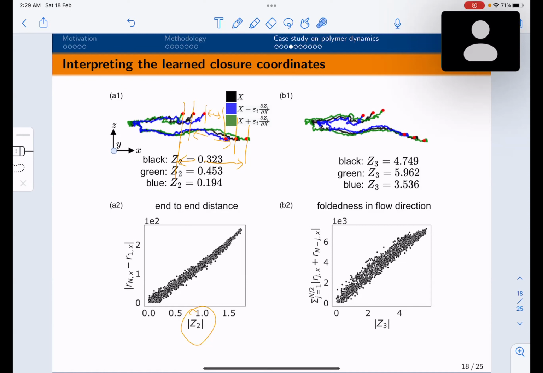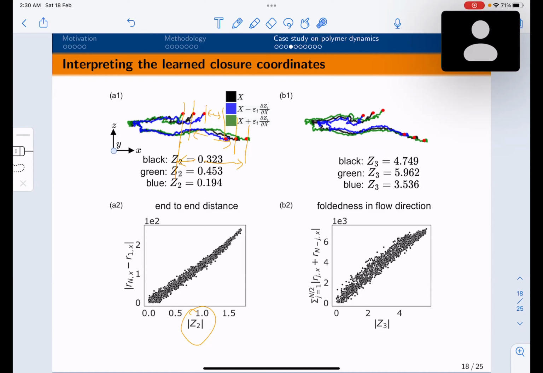Sorry, Rn is the nth base of the position, and R1 is the first base of the position, and X is in the S direction. And so we found the Z2 has a positive relationship with the end-to-end distance. And then in the same way, we plot these three.